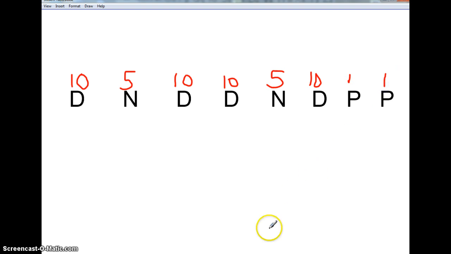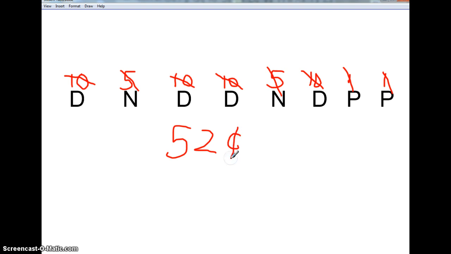Now I'm ready to count, starting with the coin that's of the greatest value, that's worth the most. 10, 20, 30, 40, 45, 50, 51, 52. How'd you do? Did you come up with 52 cents? Great job, everyone. That's the end of our lesson.